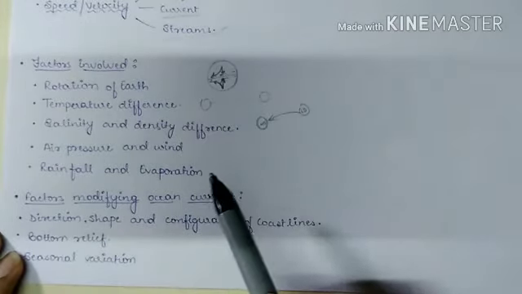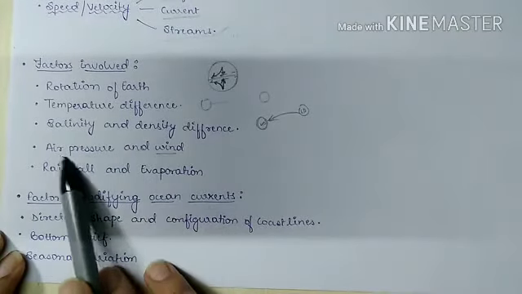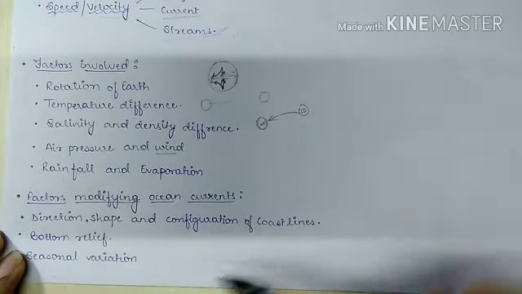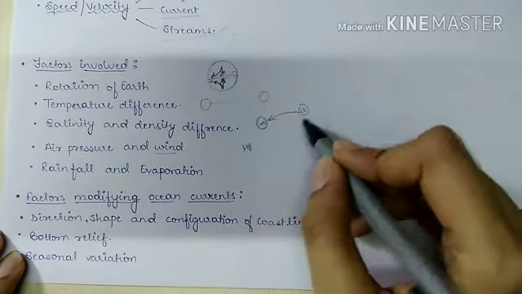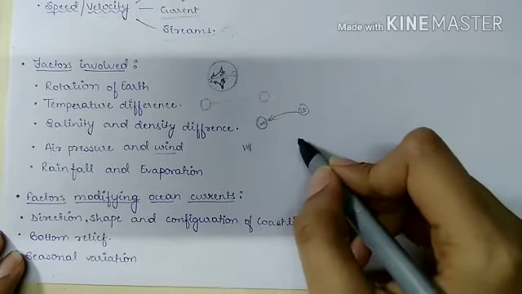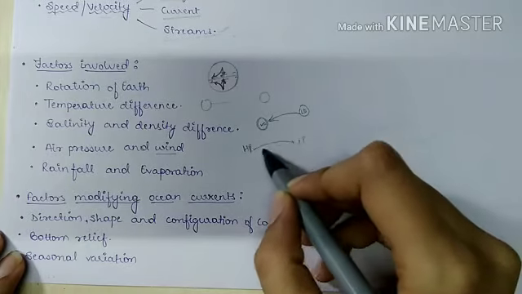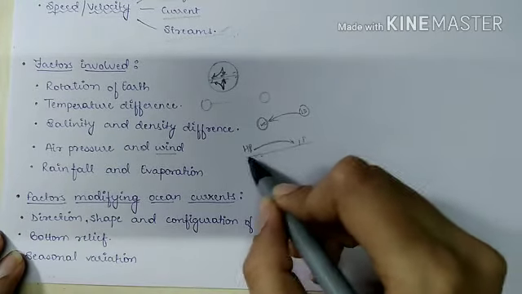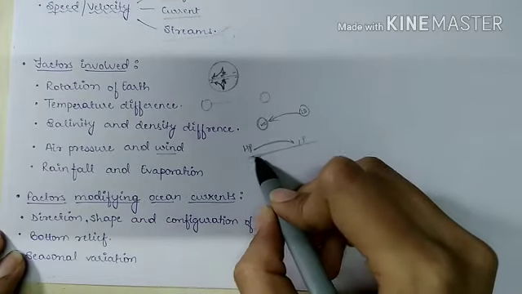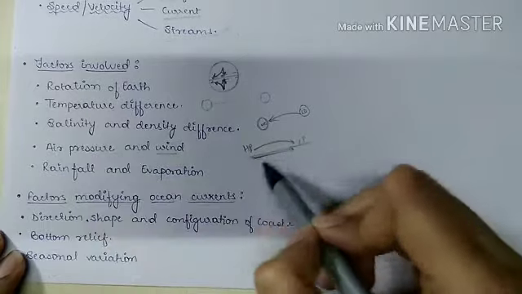Then we have factors related to atmosphere. We have air pressure and wind. If we have higher pressure here and lower pressure here, the wind will move from the high pressure area to the low pressure area, and when the wind moves on the surface of water, it will drag the water with itself, and this will form current.